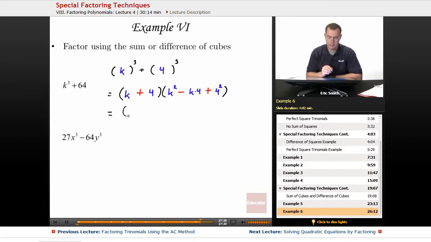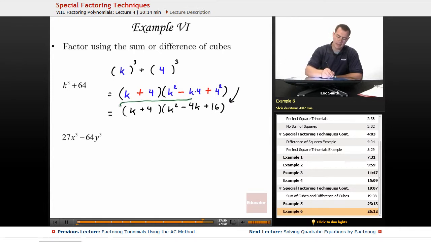Don't forget this last step where we really just go ahead and clean everything up. So k plus 4, k squared minus 4k plus 16. Now, another thing that you may sometimes be really tempted to do is look at the second one and it seems like you should be able to factor it in some sort of way. However, this is really as far as it goes. So feel free to just leave it as it is.